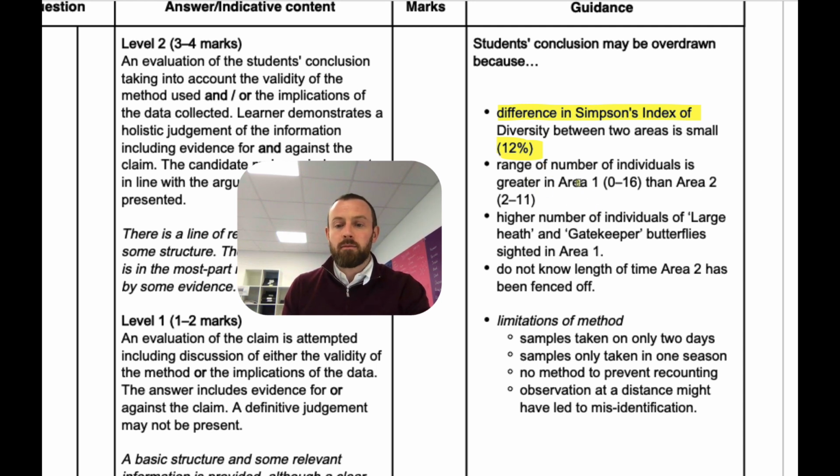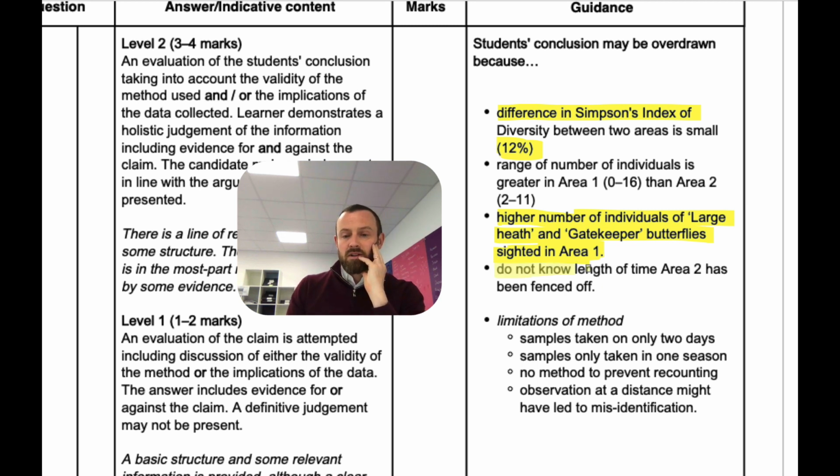The range in the number of individuals is greater in area 1 than area 2. I don't really know what that means. I don't really like that point, because that means the species evenness is bigger in area 2, which is, yeah, I don't like that point. There's a higher number of individuals of large heath and gatekeeper butterflies sighted in area 1. So someone might go to area 1 and say, oh, look at all these gatekeeper butterflies. There's loads of them. This place has got high biodiversity. Well, actually no, but you can see how that might go against the conclusion.